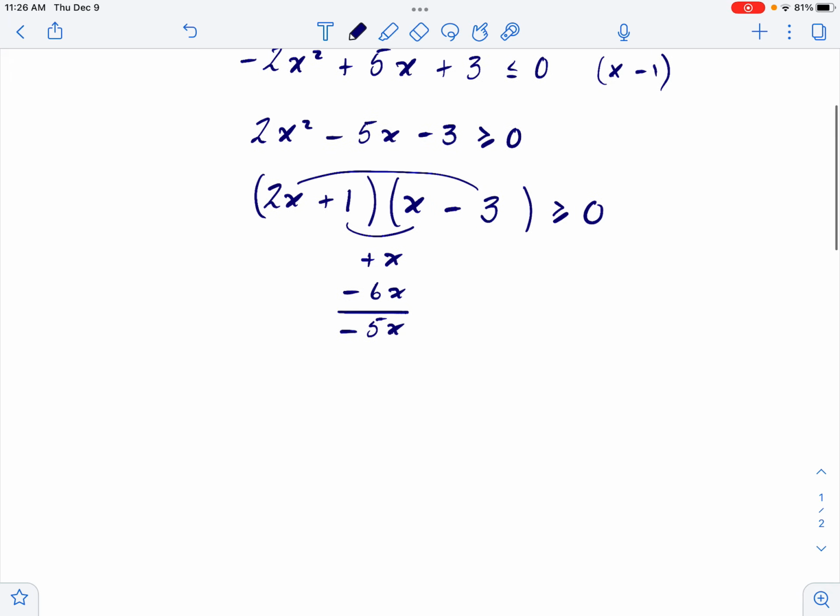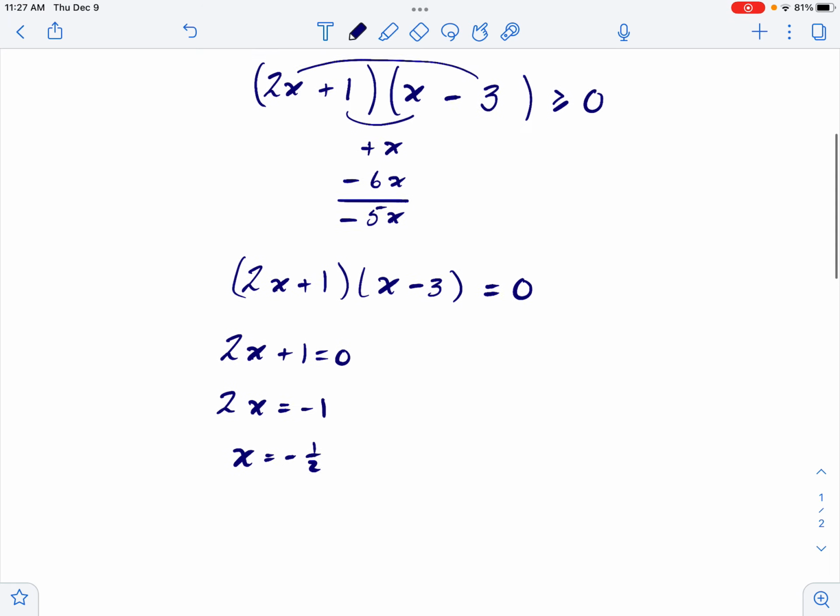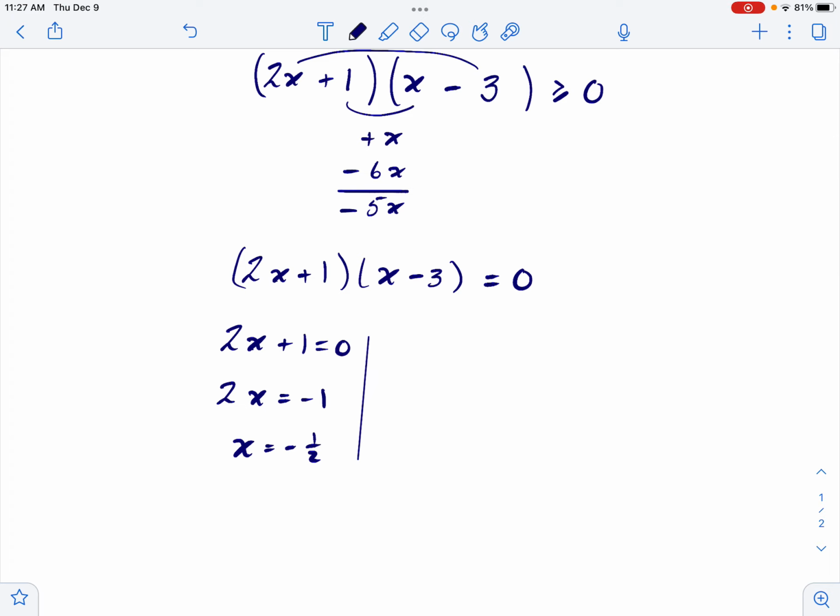What I'm going to do now is let my expression equal to 0 just so I can solve for the roots real quick. So I have 2x plus 1 times x minus 3, and I'm going to let this equal to 0 to solve for the zeros, or the roots. By the zero product property, 2x plus 1 is equal to 0. So therefore 2x is equal to negative 1, and x is equal to negative 1 over 2. So that's one of my roots. The other one comes from letting x minus 3 equal to 0, and so therefore x is equal to 3. And so those are my two roots.